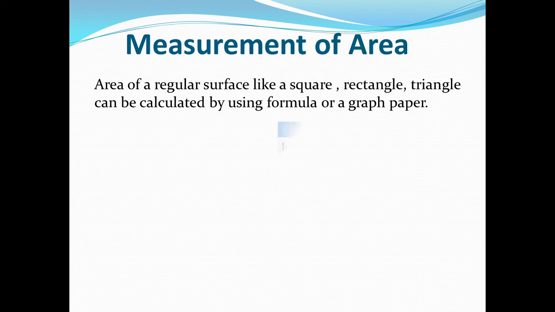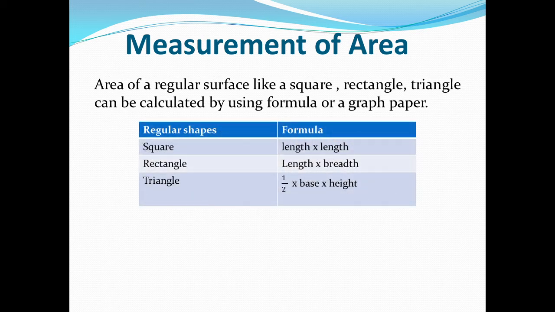Whenever we use a formula, there are some formulas which are used to find out the area of regular shapes. Square has the formula length into length because two sides are equal. For a rectangle the sides are unequal, so length into breadth. And for measurement of the area of a triangle, we can use the formula 1/2 base into height.